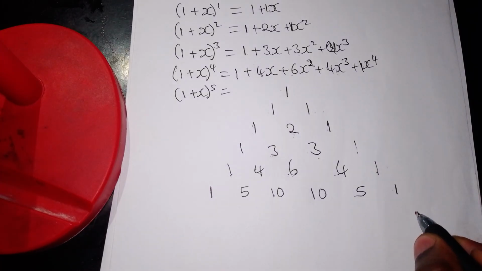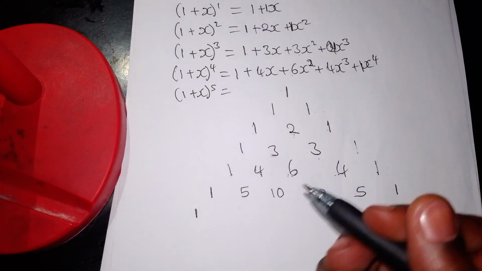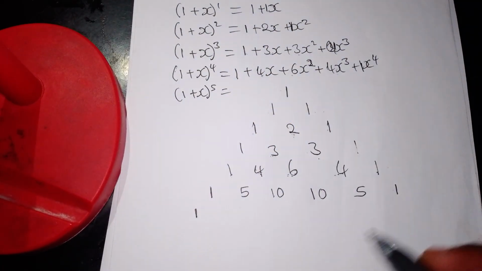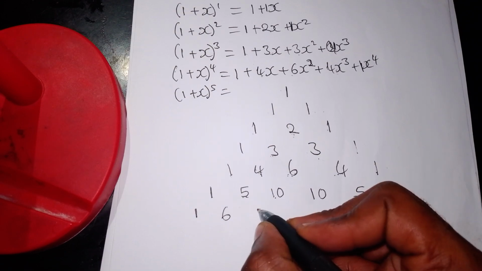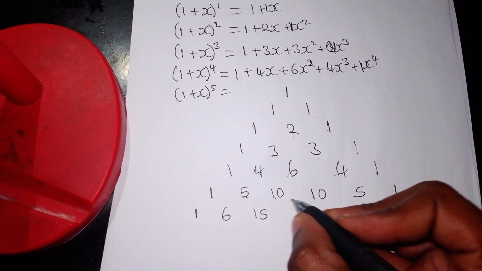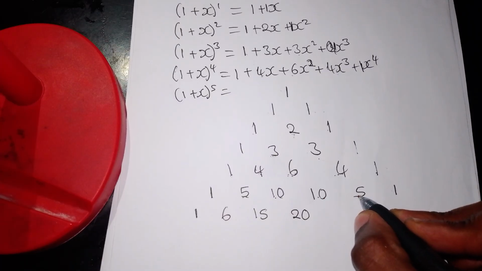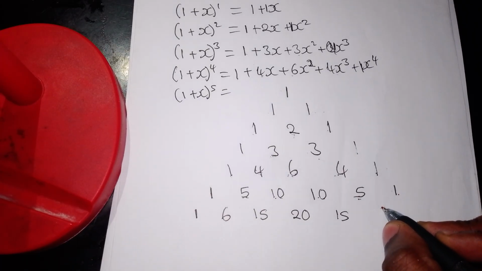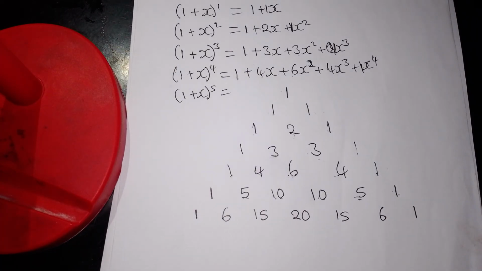So let's just get the last set of coefficients, and then we can look at a few examples on how you can use this to expand these expressions. So this plus this will be a 6. This plus this, you have a 15. This plus this, you have a 20. This plus this, you have a 15. This plus this, you have a 6. Then you write your 1 there.